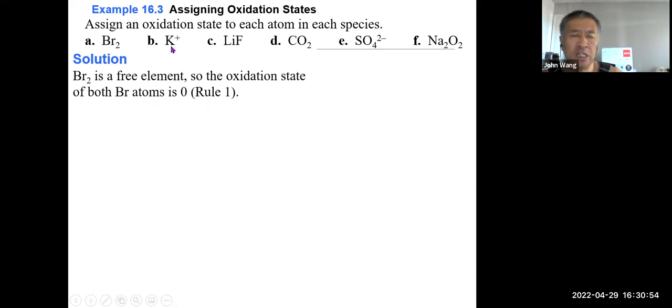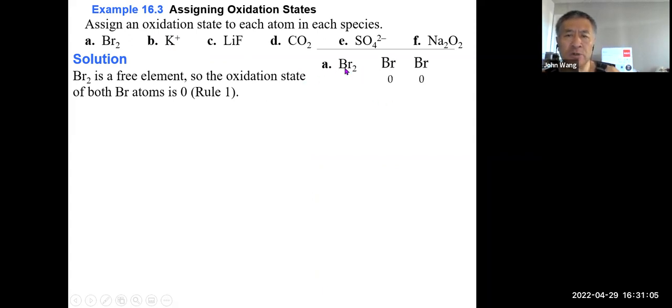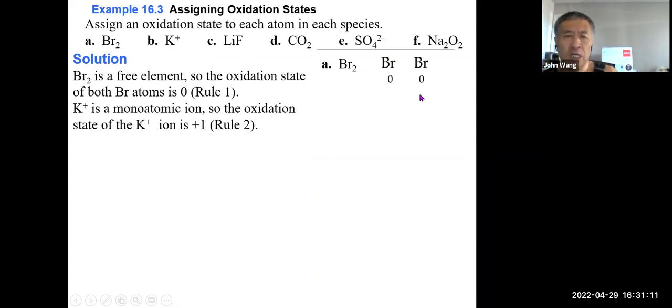So the second question is the oxidation state for this K+ ion. Here I just want to show you clearly. The first question is about Br2. There are two Br, and both of them have this number 0. So the second question is the K+ ion. Therefore, the oxidation number, or the oxidation state, will be the same as the charge. Plus 1 will be plus 1.